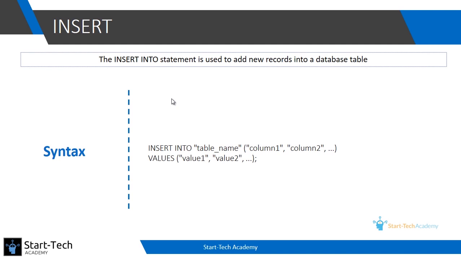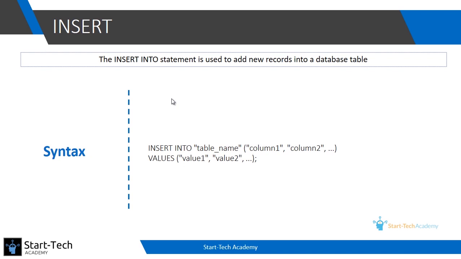Addition of data in tables is done using the insert into command. And the syntax for this command is as follows. We write insert into, then the table name, then within the brackets, we may specify the name of the columns. Specifying column names is optional. Next comes the keyword values, after which we specify the values to be inserted in a record.